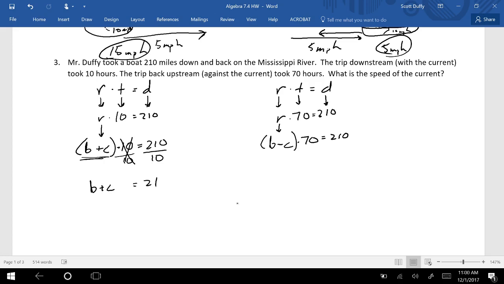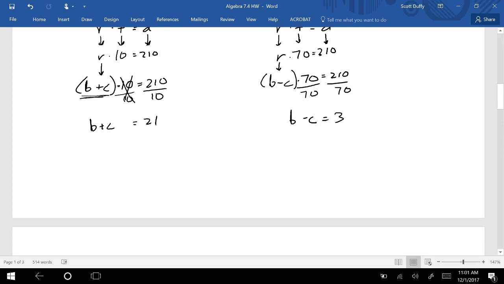Over here, I'm going to do the same thing. I'm going to get B minus C by itself by dividing by 70. And then I can see that B minus C equals 3. Look at that. I can solve a system of linear equations now.